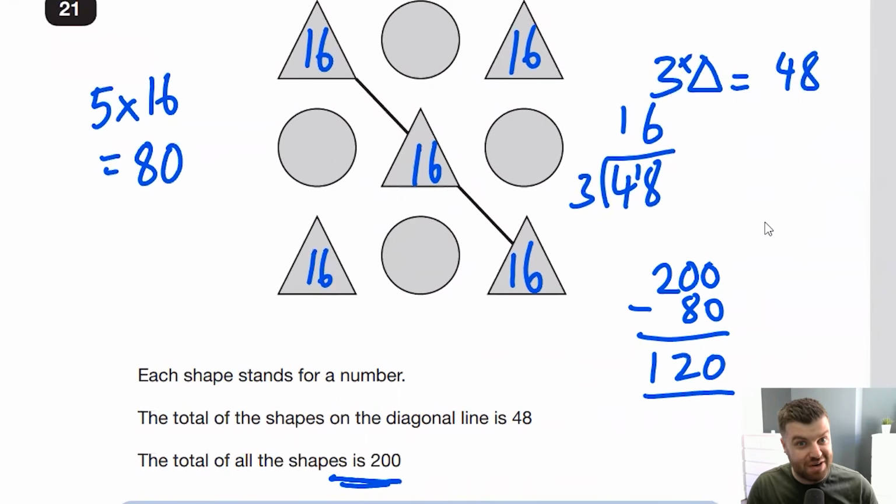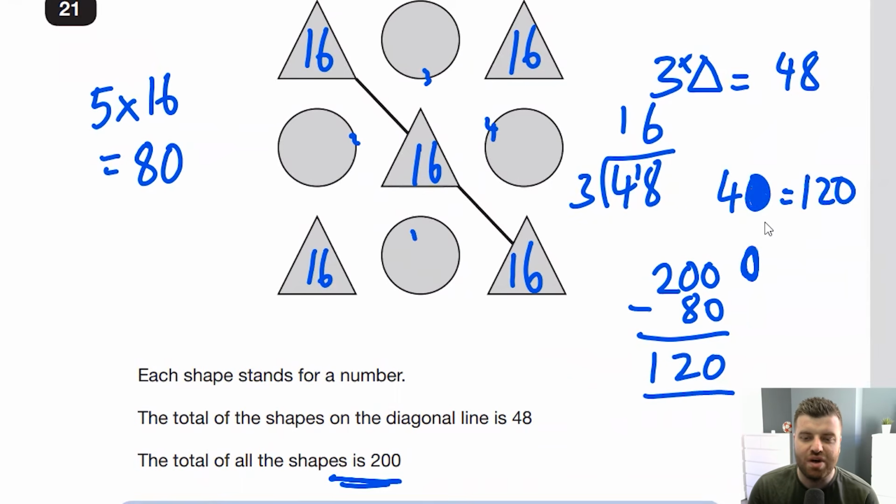So we're still not finished, by the way. How many circles are there? 1, 2, 3, 4. Okay, so we know 4 circles equals 120. That just looks like a 0. That's not very helpful. I'm going to shade it in. 4 circles are 120. So 1 circle is 120 divided by 4. Use your times table facts. There are 3 4s in 12. So there are 30 4s in 120. Each circle is worth 30.